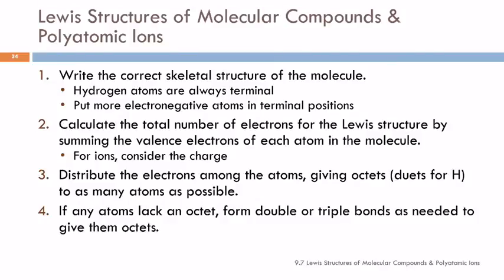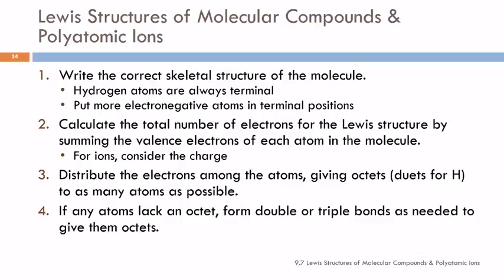So we need to be able to draw Lewis structures for molecular compounds. We did an illustration with the ionic compound, and it's helpful, but we don't generally write or draw Lewis structures for ionic compounds. But we do need to be able to do them for molecular compounds and for the polyatomic ions, because polyatomic ions are held together by covalent bonds.